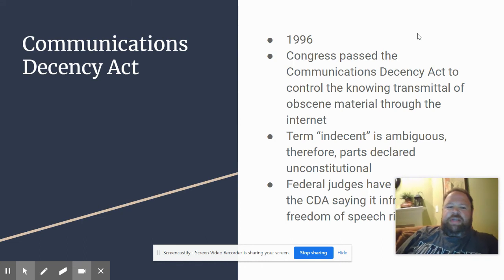The Communications Decency Act was passed in 1996 by Congress to control the knowing transmittal of obscene material through the internet. The problem with this is the term indecent is ambiguous, and therefore it was declared unconstitutional. Federal judges declared it unconstitutional because they said it violated the defendant's freedom of speech.